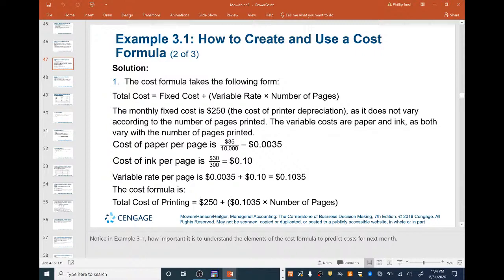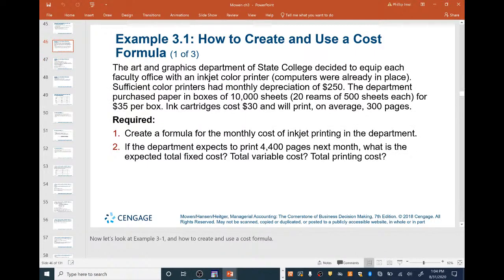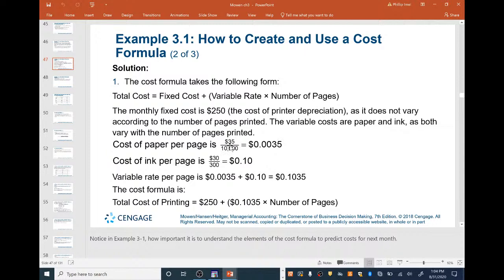So the cost of one page of paper is going to be 0.0035. How do we find that? Let's look back at our example here. It says the department purchased paper in boxes of 10,000 sheets for $35 per box. The numerator is the cost of the box of paper at $35. Your denominator is going to be how many sheets are in the box that you purchased. In this case, 10,000. So $35 divided by 10,000 is going to yield 0.0035. So that's the cost of paper per page, okay?